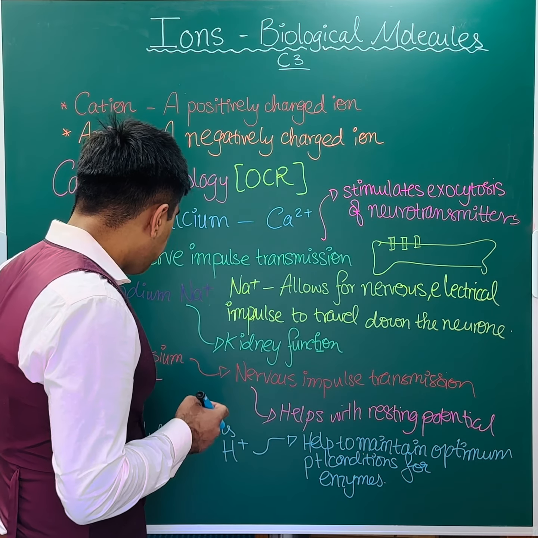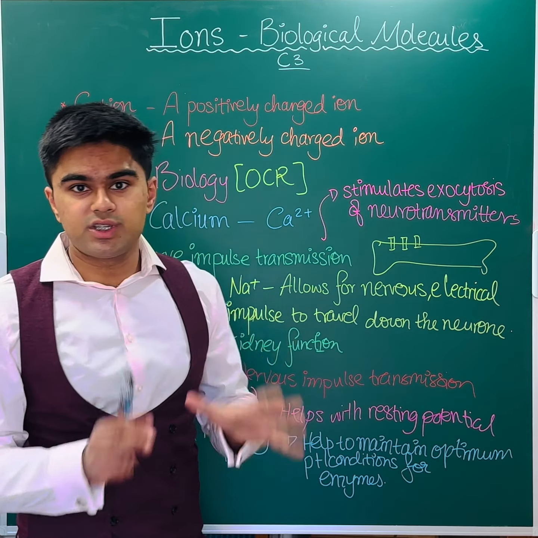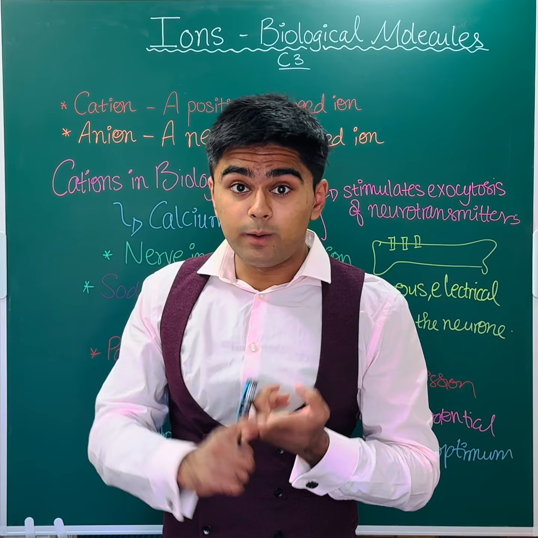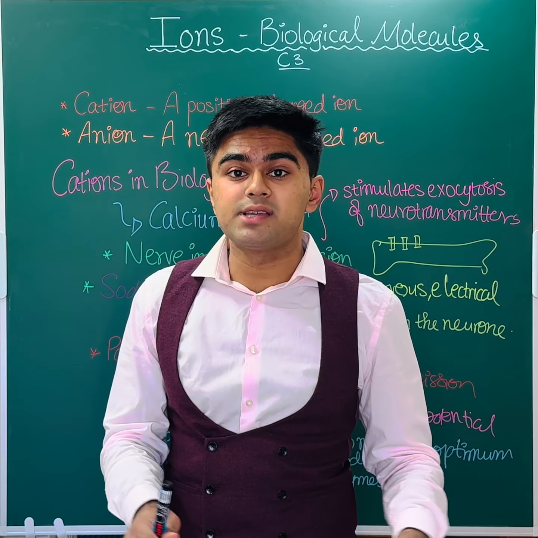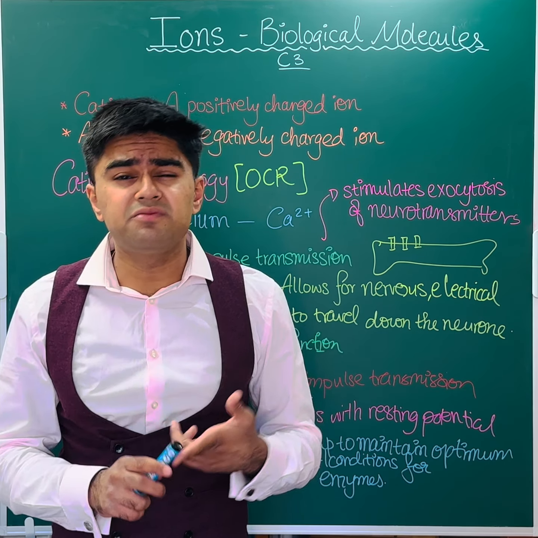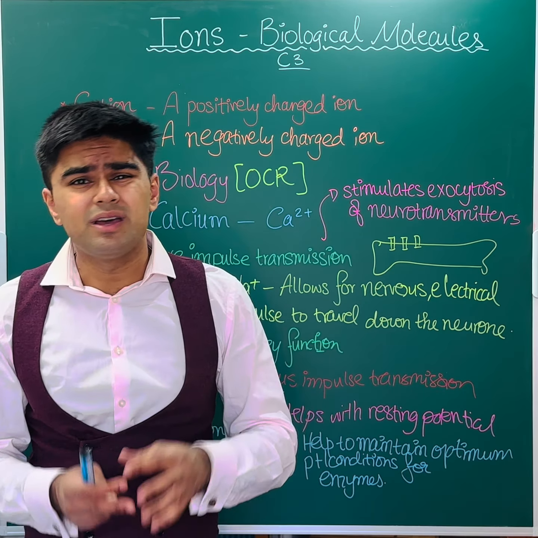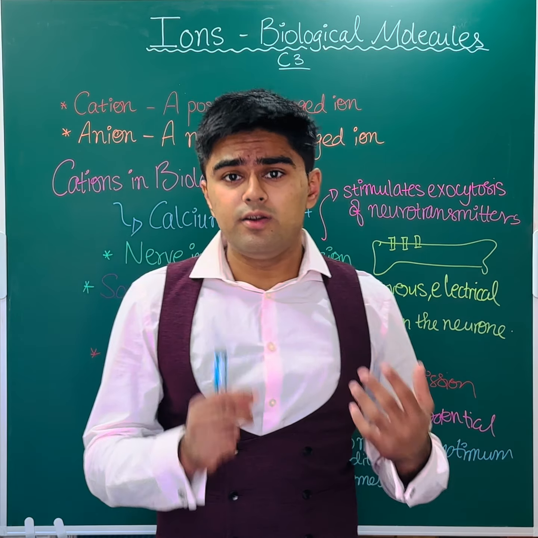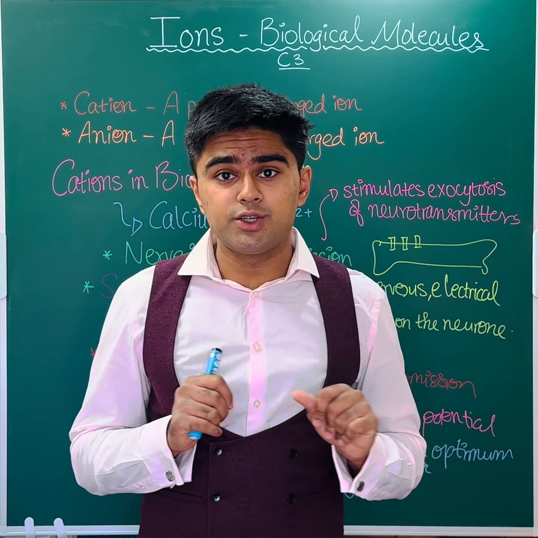Next one, we've got potassium. Now, potassium, I want it to be brief, simple: helps with nervous transmission. Okay? As simple as that. If you want to spice things up, you can say it helps to maintain a negative resting potential in neurons, but that's just extra information not needed at this current stage, okay?